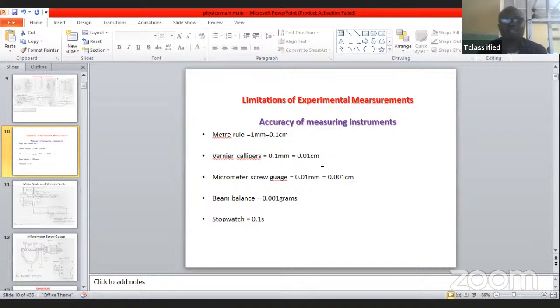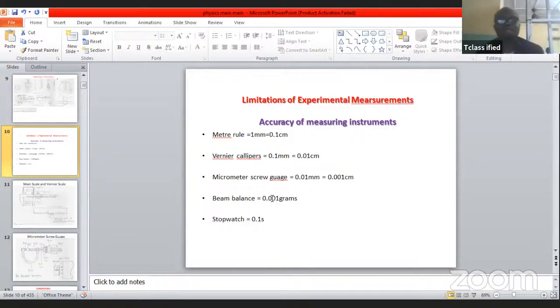So this is a constant question in JAMB. You just have to learn it. It's always going to come out, the measuring accuracies for the various measuring instruments. So take note of them, study them very well. It's always going to come out, okay?